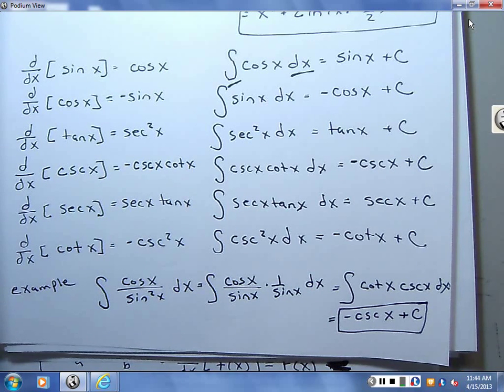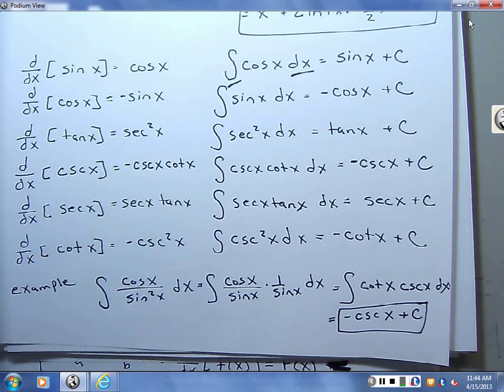U to the minus 1 over minus 1, right? So this would be u to the minus 1 over minus 1 plus c. But this is in terms of u. If I plug it back in what it is in terms of x, I have sine to the minus 1 over minus 1, or sine to the minus 1 would be cosecant, and then I'd have the negative, so I get the exact same thing. It's eventually where we're going.